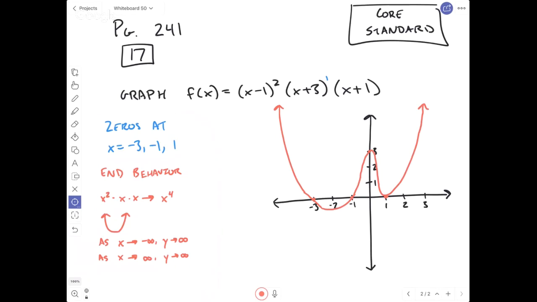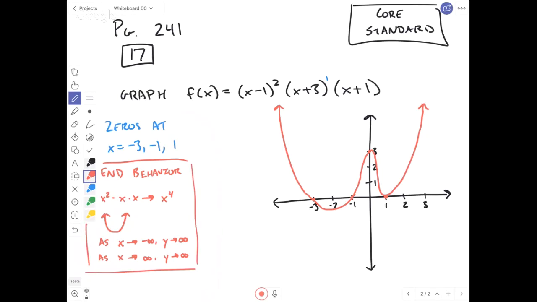Let's see. We wrote about the end behavior. You should be able to look at a function and analyze end behavior. We wrote about the zeros. You should be able to find zeros. The domain is all real numbers.